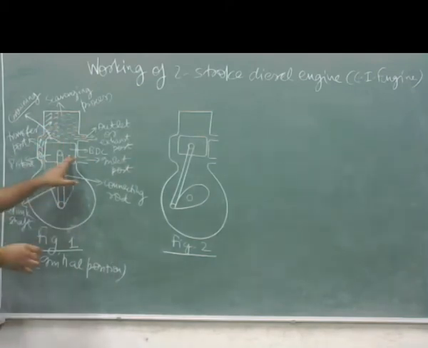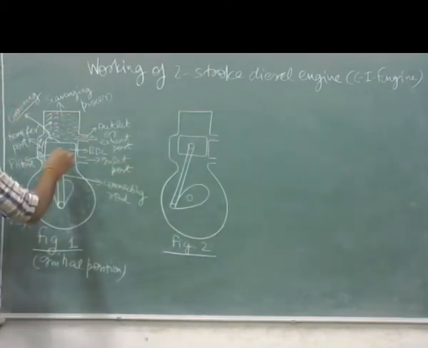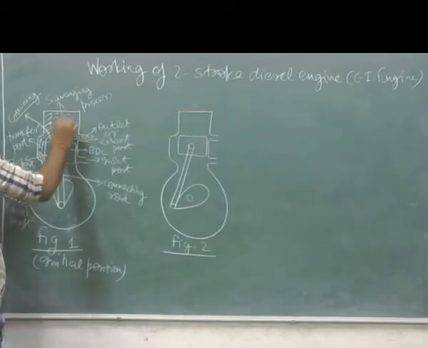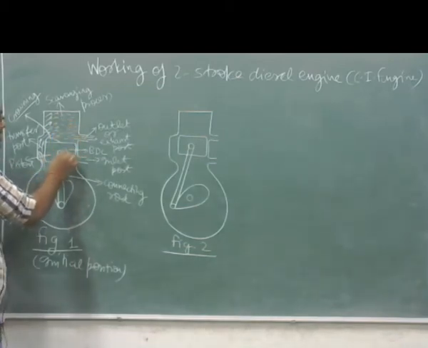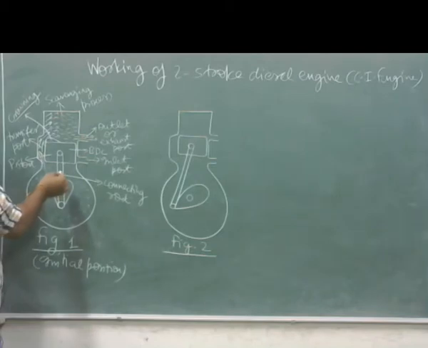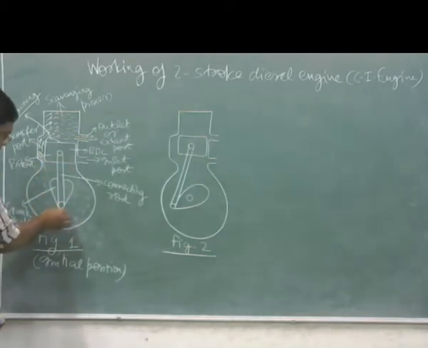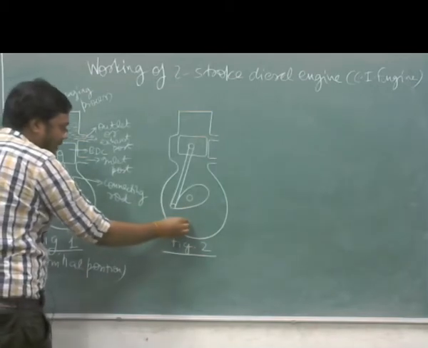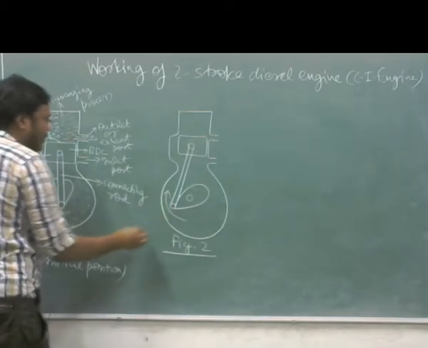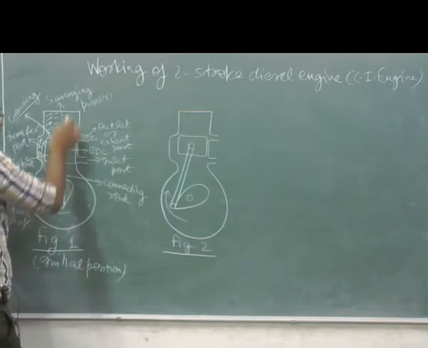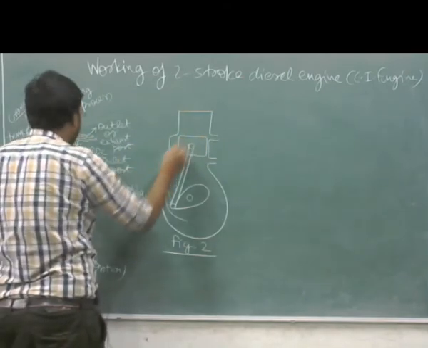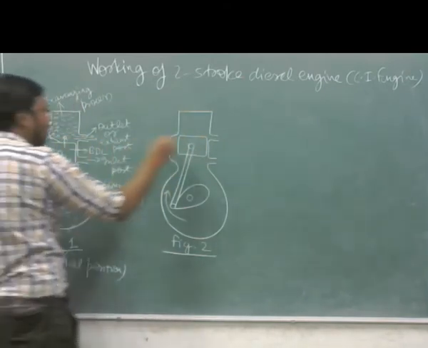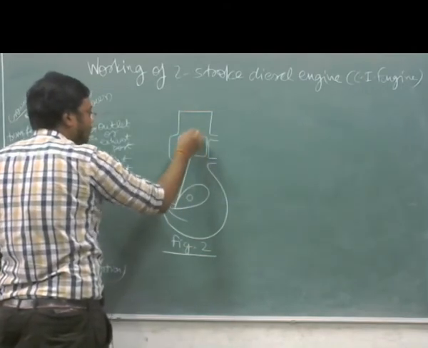Okay. So now in the next step, this piston moves in the upward direction, towards TDC. When this piston moves in the upward direction, this crankshaft will rotate in clockwise direction. So this is shown in figure 2. The crankshaft is rotating in the clockwise direction and this piston moves a little bit in the upward direction.